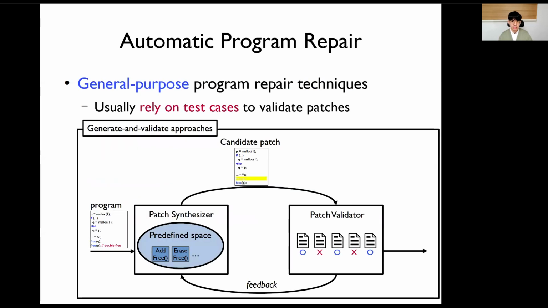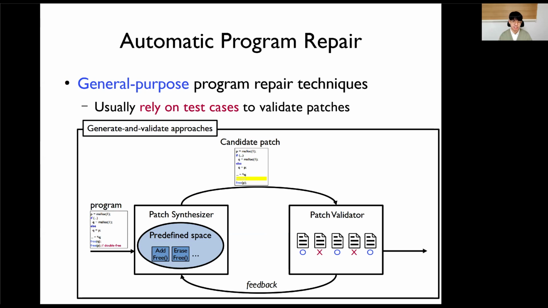First, let me explain the general purpose program repair techniques. This technique usually relied on the test cases, whether the generated patches are valid or invalid. So this generate and validate approach is one of the main general purpose repair techniques, which consists of two parts: patch synthesizers and patch validators.